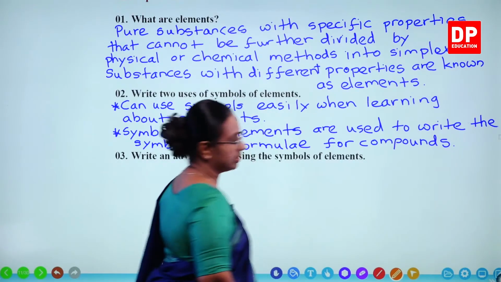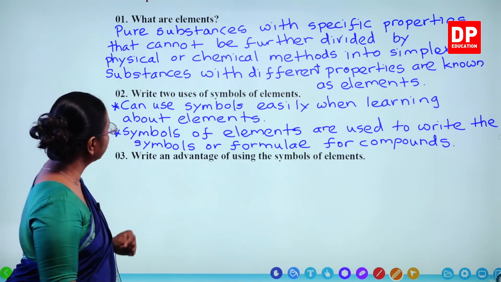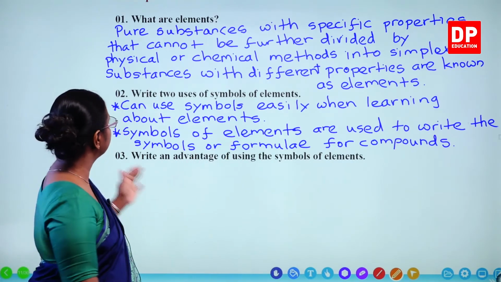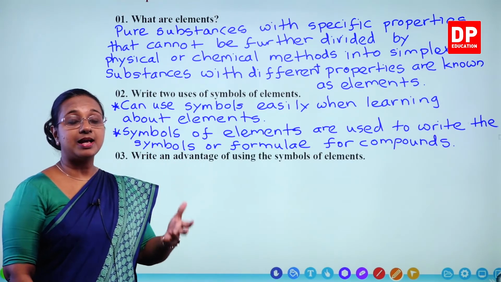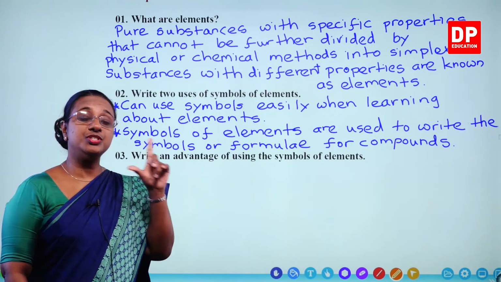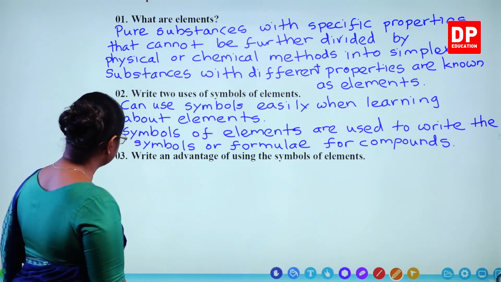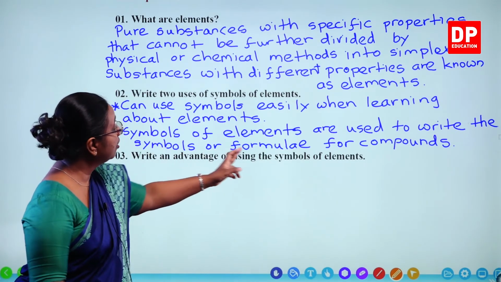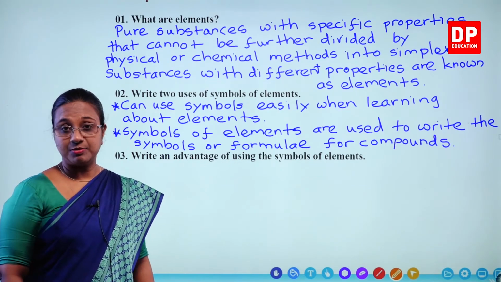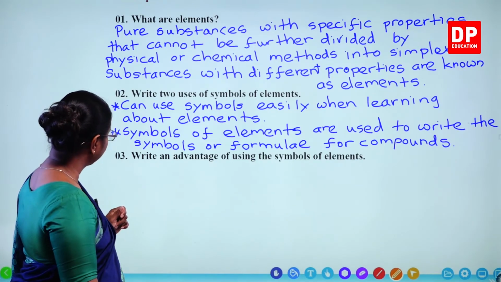Is that okay, students? So write 2 uses of symbols of elements. We can use symbols easily when learning about elements. Because when writing carbon, copper, sulfur, it's easier to use just one letter or 2 letters the most. So that's more easier. Then symbols of elements are used to write the symbols or formulae for compounds. That is another application. Then we have the third question.